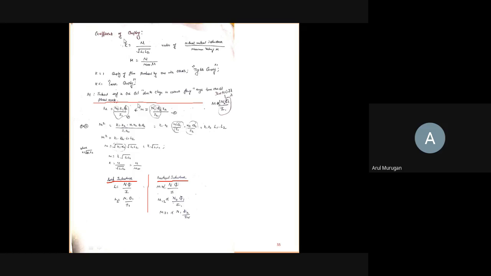Coupling coefficient, what is it? Coupling coefficient is a formula. That is denoted by the letter K. K is equal to M divided by root of L1 into L2. That is, the actual mutual inductance M divided by the maximum value of the mutual inductance. The ratio of the actual mutual inductance to the maximum value of the mutual inductance is called the coupling coefficient. Okay, so that's all.